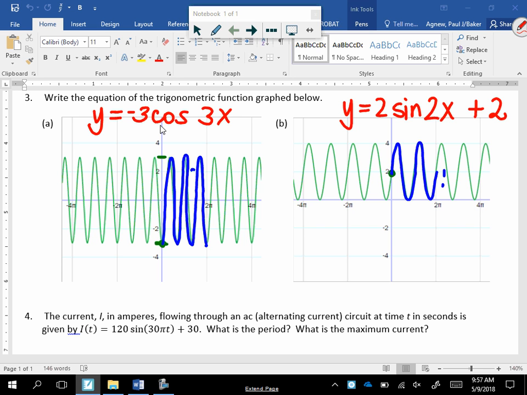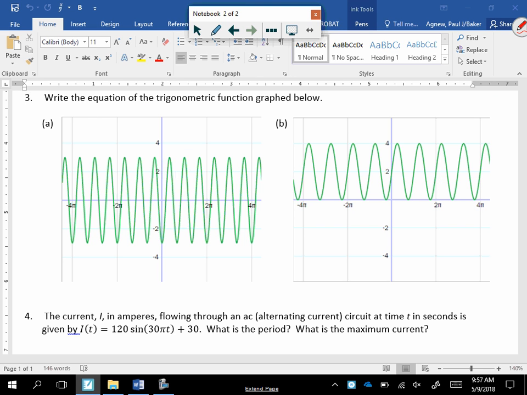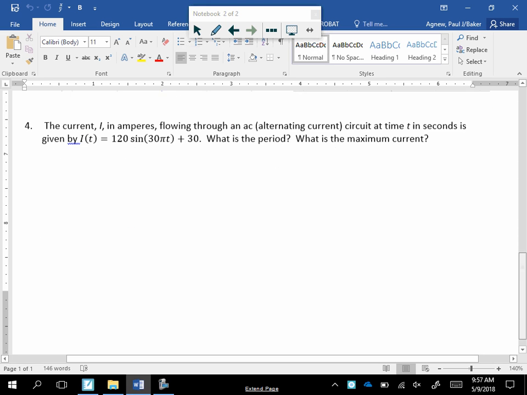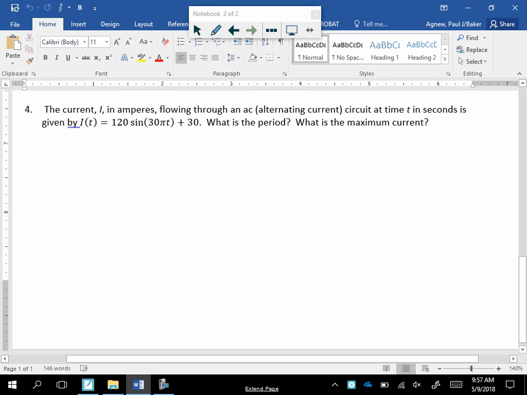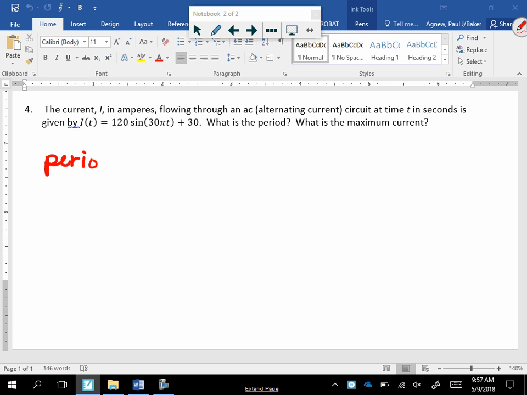All right, finally, number 4 is really quite easy if you think about it. It says the current I in amperes flowing through an alternating current circuit at time t in seconds is given by this function I of t. First off, I ask, what's the period? Well, period is 2 pi over b. And what's b in this case? 30 pi. So what does that reduce to? 1/15. And so that would mean that the period is 1/15 seconds.